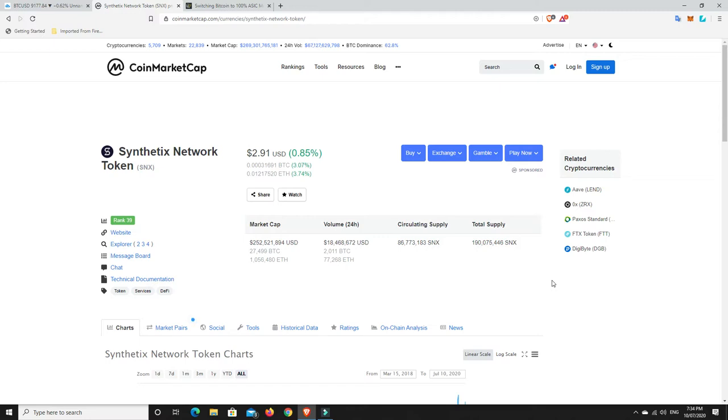Well, how high can Synthetix go? What an absolute stellar and cracking run this coin has been on for a while. It's up about 0.85%, I think that's in the last 24 hours or so. So that doesn't seem like much at all.